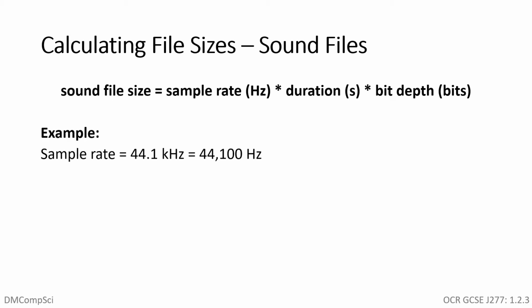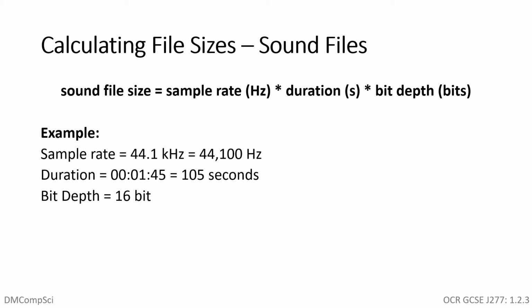So here's an example. Let's say we have a sample rate of 44.1 kilohertz, which is 44,100 hertz. This is the sample rate of a standard CD. We then have a duration of 1 minute 45, which is 105 seconds. We have a bit depth of 16 bits. So what we do, we take the sample rate of 44,100 hertz, multiply that by 105 seconds, and multiply that by a bit depth of 16.